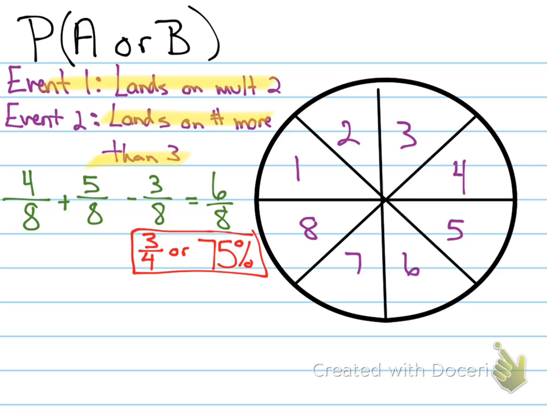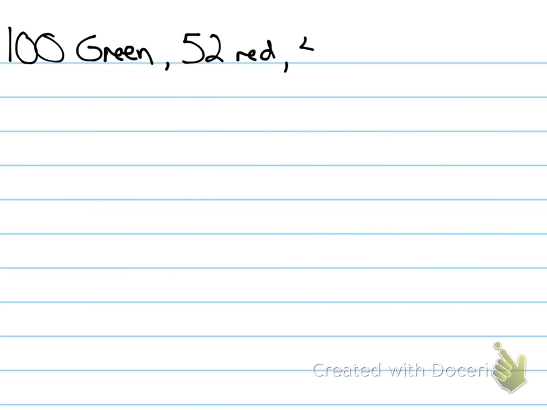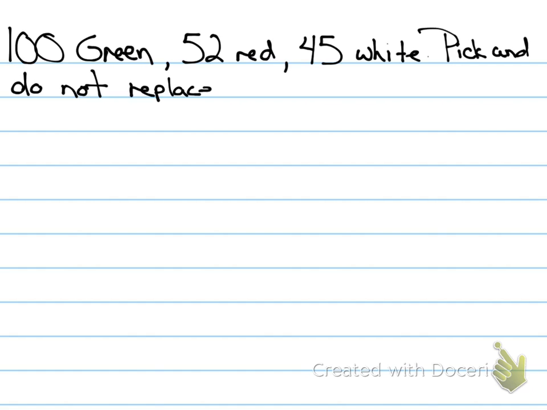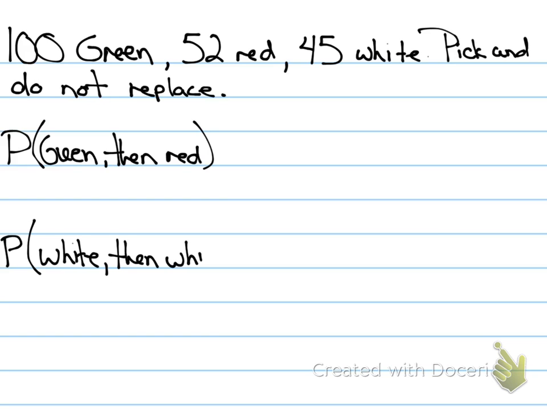What about independent and dependent? Okay, so I'm going to give you this scenario, because this scenario is the one that I saw most people miss on the quiz yesterday. And again, some people missed it because they added these probabilities instead of multiplying. Remember, with independent and dependent, I multiply the probabilities together.